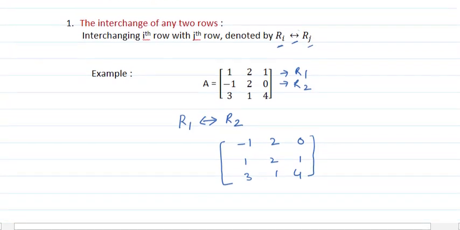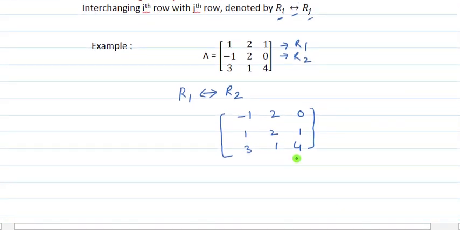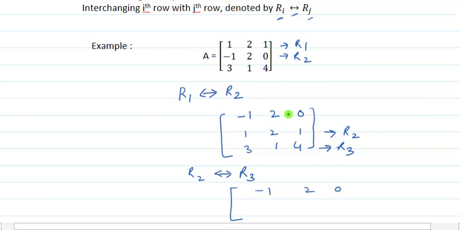We can also apply this on any other row. After applying this operation we can again interchange R2 and R3, and we'll write it as R2 interchange R3, and further we can write this as -1, 0. There will be no change in R1 because we are applying the operation on R2 and R3. So R2 and R3 will interchange and the matrix will become like this.